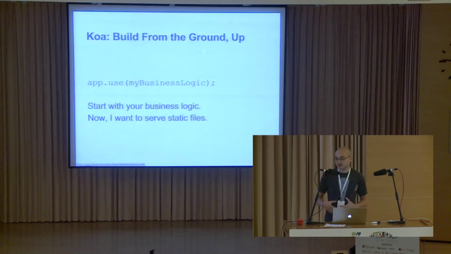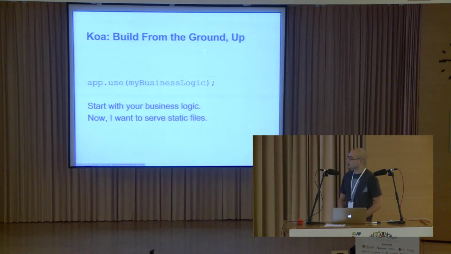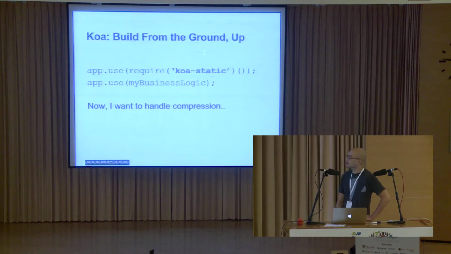Because of how Koa works, the way you write apps is fundamentally different. You start with your business logic. So app.use is my business logic. Suppose I want to serve static files. In Express, you'd ask, where do I place this middleware somewhere in the stack, and you have to re-document it. In Koa, you almost always put it on top of your logic. So you always go from the ground up.